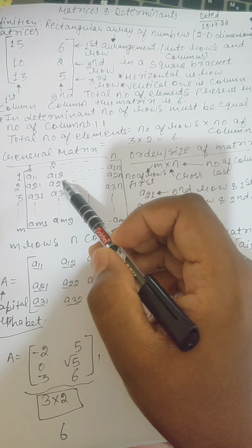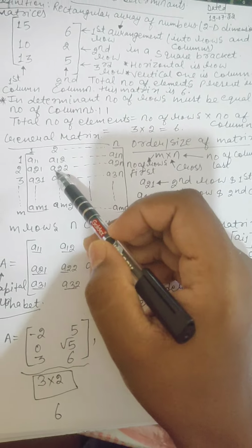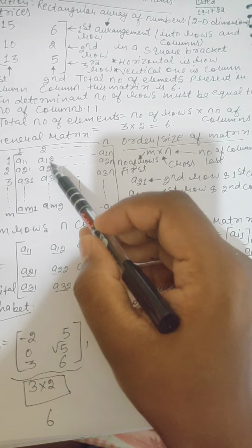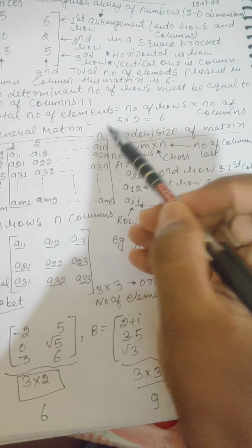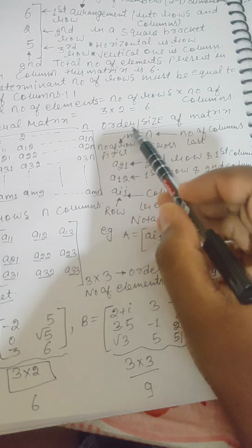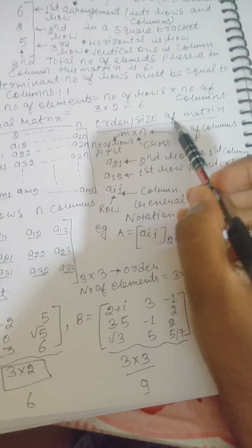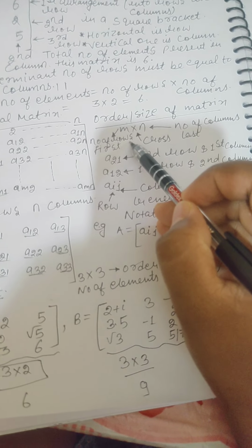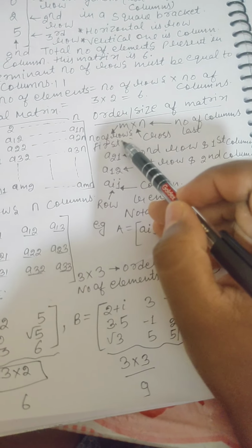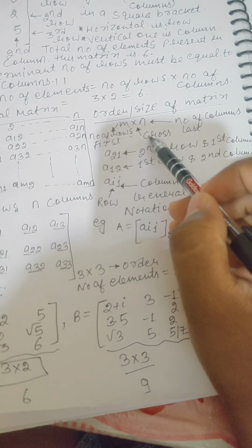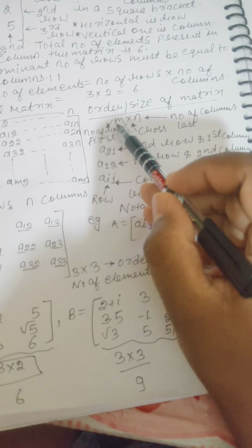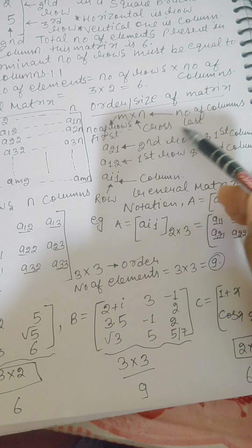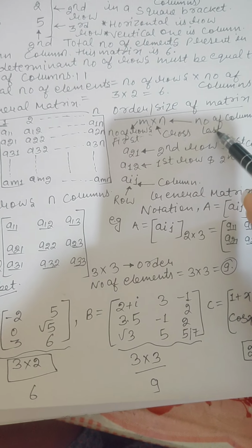So in the general matrix, what is a general matrix? Suppose we are given a11, a12, up to a1n. So we have to find the order or size of a matrix. How do we calculate the order and size of the matrix? That is represented by m cross n. M represents the number of rows and n represents the number of columns. So rows are always written first, and columns are always written last.